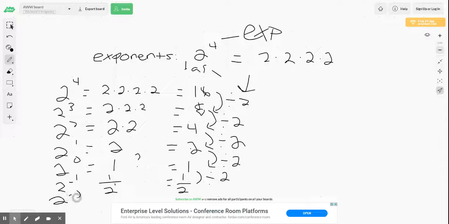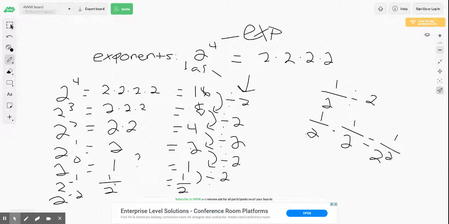What if I do 2 to the negative 2nd power? Well, let's think about that. I'm going to come over here. I have a half divided by 2. Well, it's technically a half times the reciprocal of that, which is a half. So I would have 1 over, how many 2's do I have? Yeah, I have 2 2's, which is equal to 2 squared, which is a fourth.